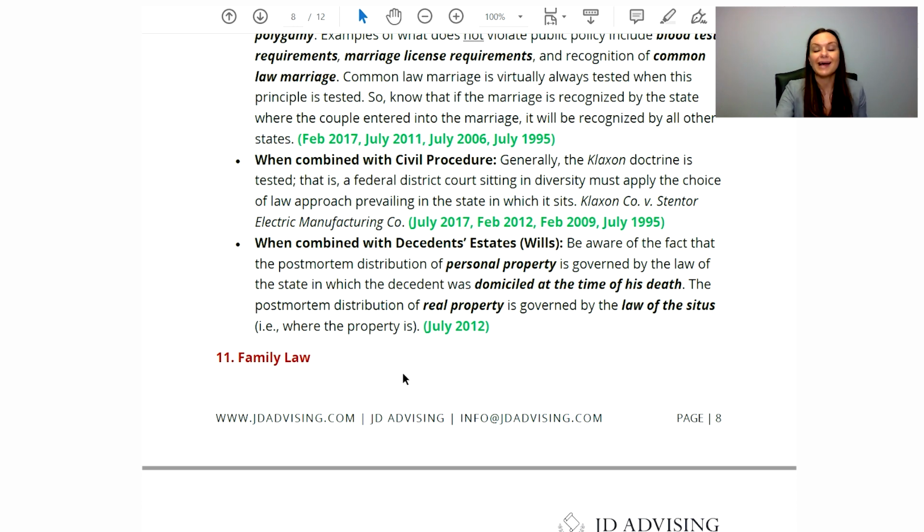So if at the time I die, I'm domiciled in Michigan, then my personal property assets will be distributed according to Michigan law. However, your real property is going to be controlled by the law of the situs, which is wherever it is actually located. So if you have a summer home in Florida, but you live in Nebraska, when you die, your summer home and that real property will be distributed according to the laws of Florida, which is where it's located.